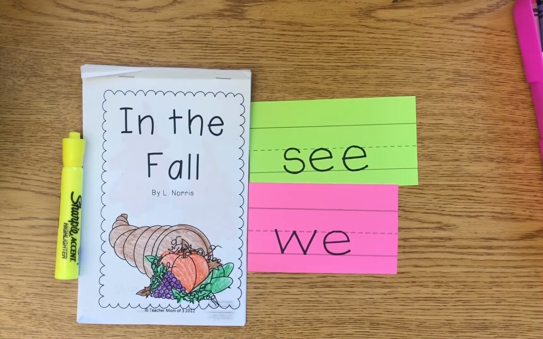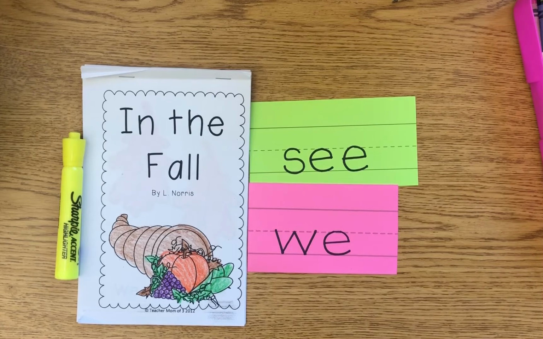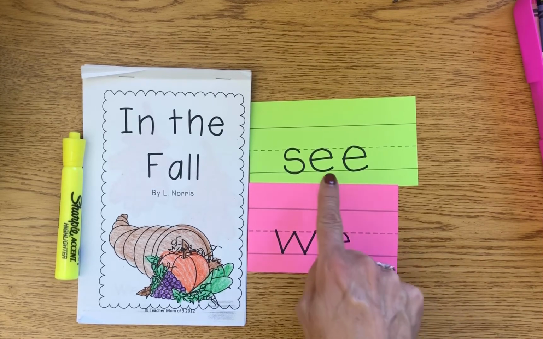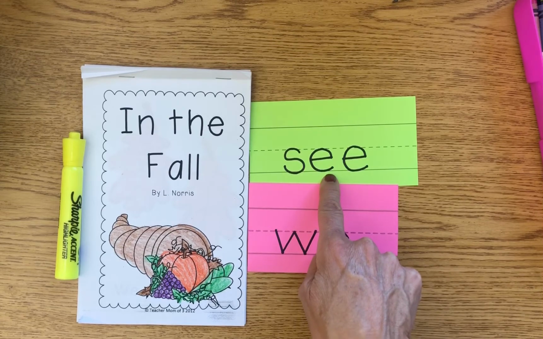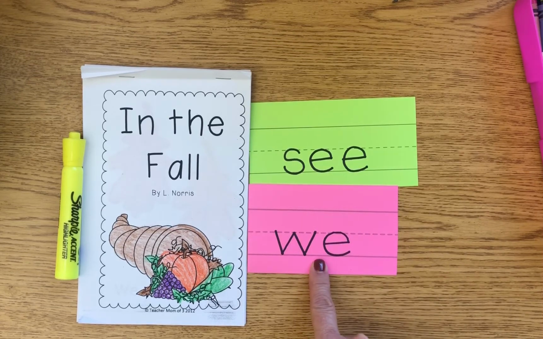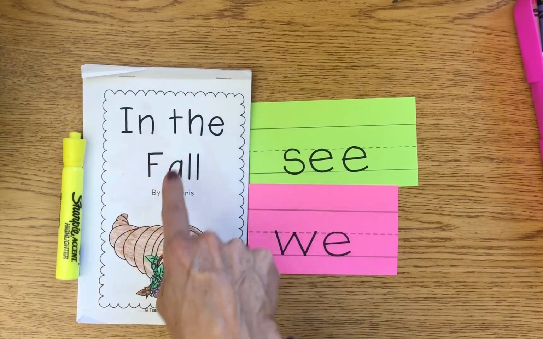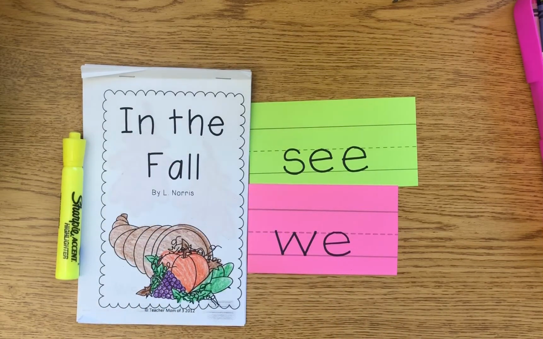Okay, TK friends, today we are going to be on the word hunt for two sight words. We're looking for the sight word see and we're looking for the sight word we. Our book today is called In the Fall. And these are things that you see during the season fall.